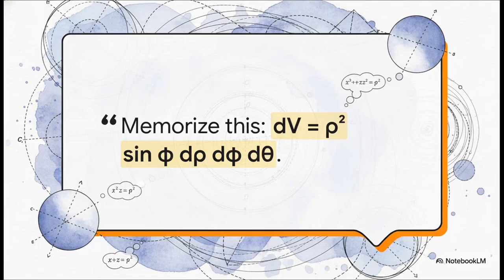I really can't stress this enough. This is, without a doubt, the number one mistake people make. They do all the hard work of finding the right bounds, and then they just forget to include the conversion factor. So please burn rho squared sine of phi into your memory.